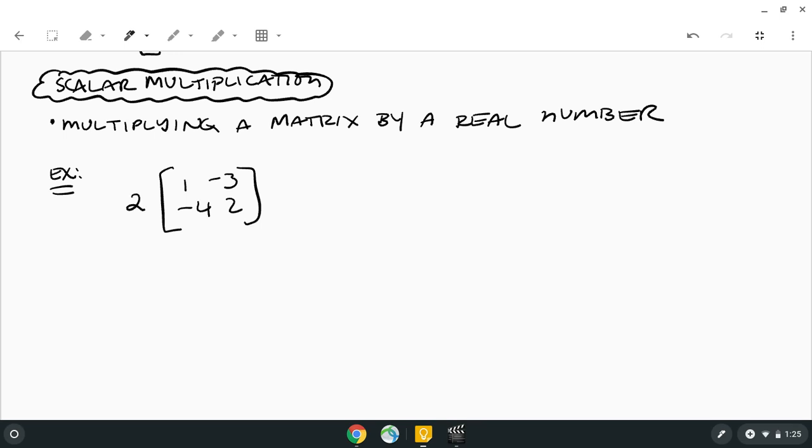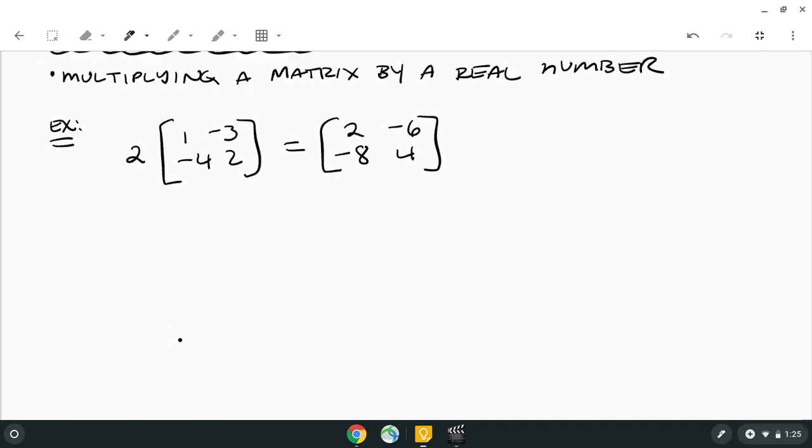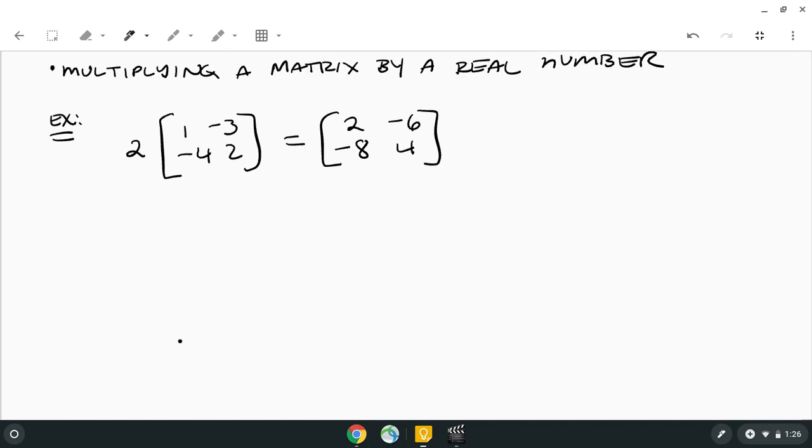All you have to do here is multiply all of the entries inside the matrix, 1, negative 3, negative 4, and 2. Multiply all 4 of those entries by 2. So we get 2 times 1 is 2. 2 times negative 3, negative 6. 2 times negative 4, negative 8. And 2 times 2, which is 4. So that's scalar multiplication.